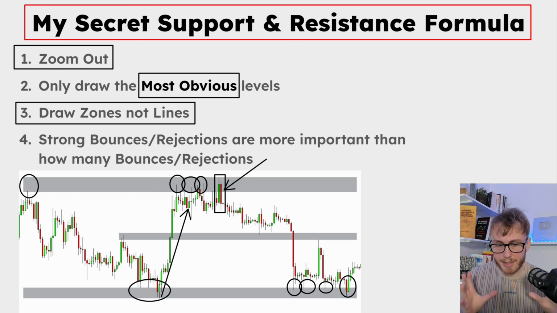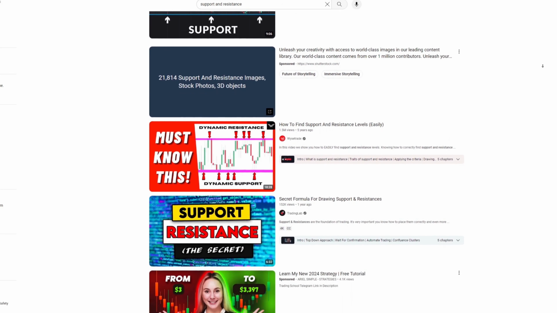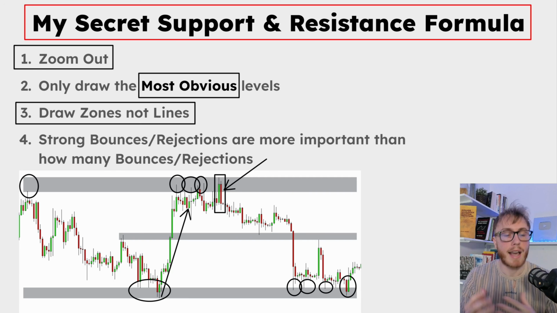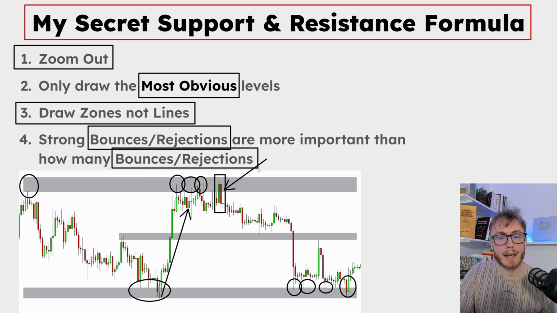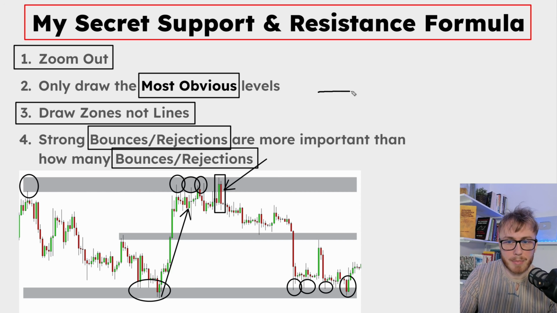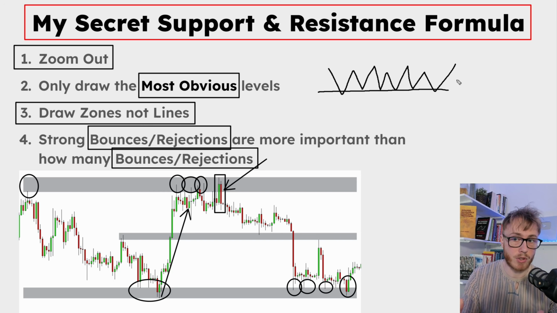And last but not least, and this is super important, and this is also a principle that I think many traders, especially educators on YouTube and so on, actually have wrong. And that is that strong bounces or reactions are more important than many bounces and reactions. So for example, if you have watched other videos on YouTube, you will hear that many people say something like this. They will say that the more touches we have on a support level, the stronger the support level becomes.